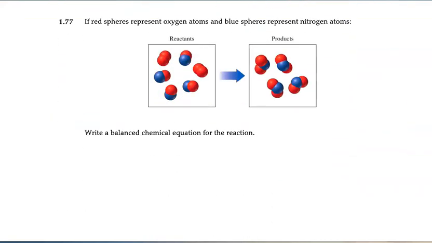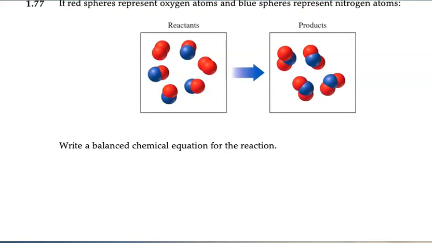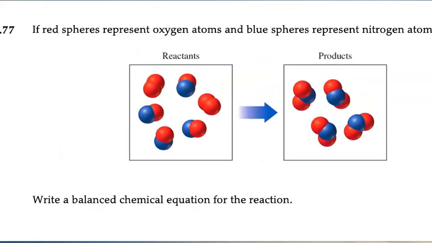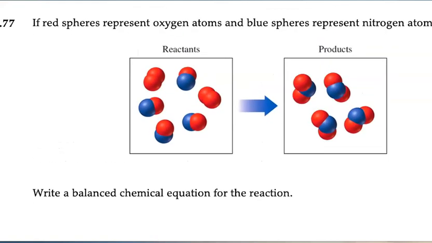Okay, this is kind of a pictorial description of a chemical reaction. So what they're asking you to do is look at this picture and write a balanced chemical reaction for it. And so what they tell you is the red spheres are oxygen. So if I have two red spheres together, that tells me I have O2. So these two are O2.